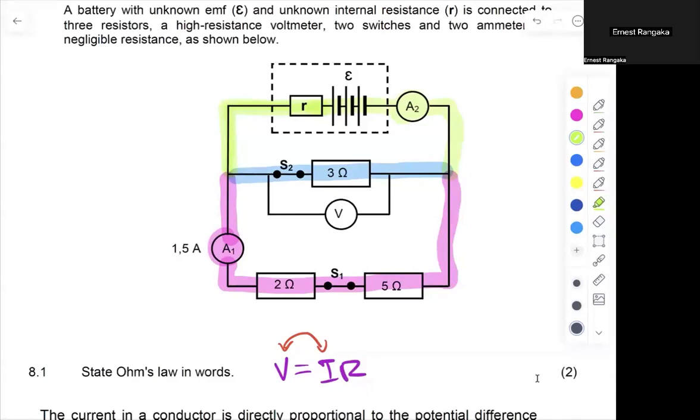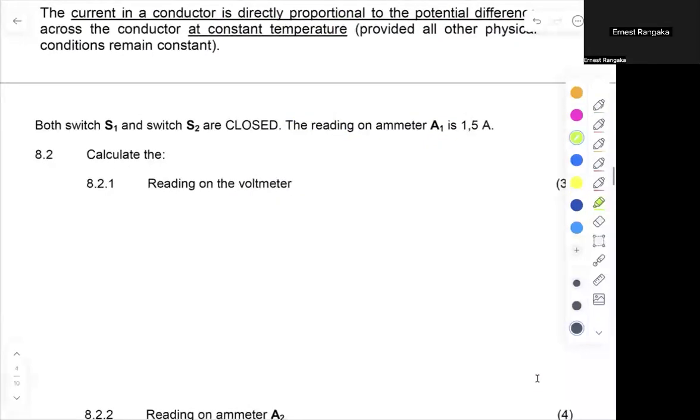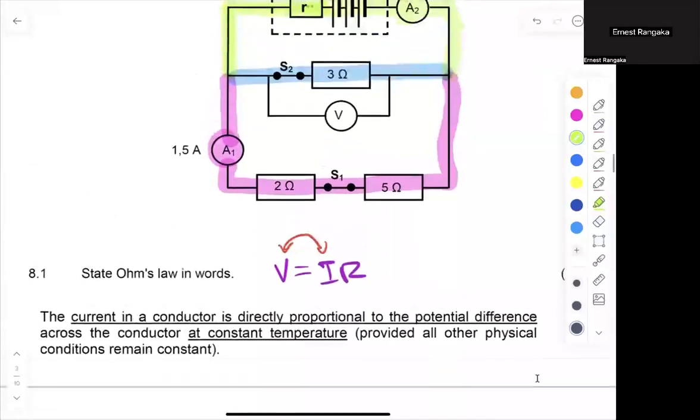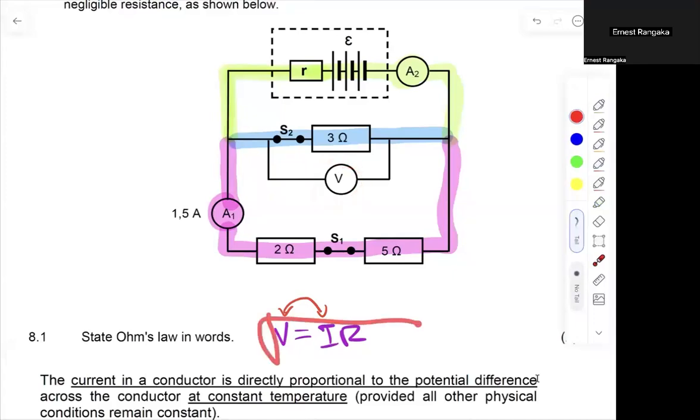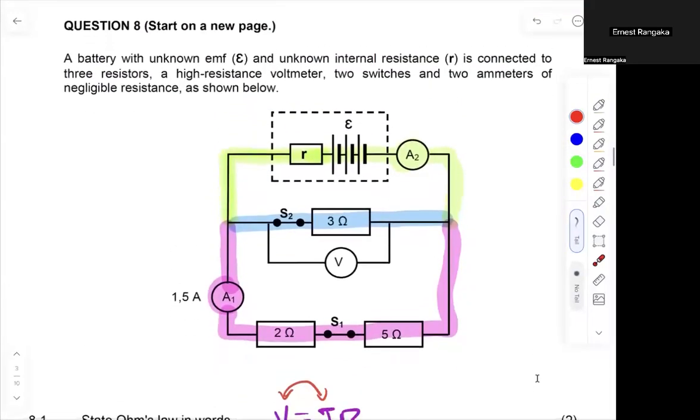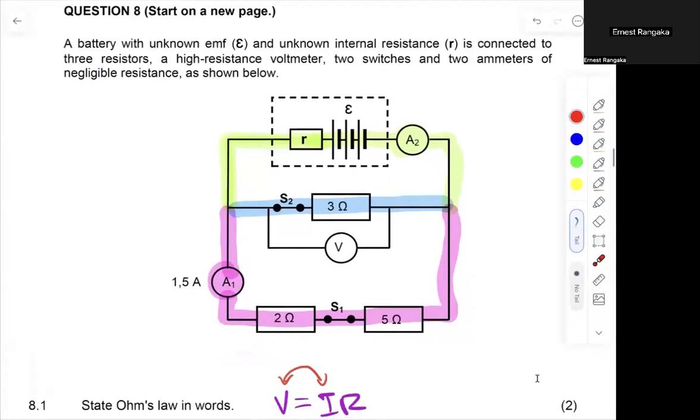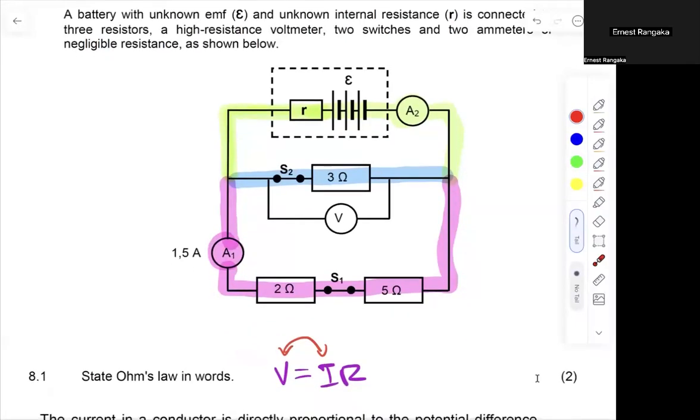Okay, now let's quickly go back to this question. It says, give the reading on the voltmeter. Now the voltmeter is sitting there over the 3 ohm resistor. So again, with the voltmeter, I'm dealing with Ohm's law, V is equal to IR. I've got the resistance, but I don't know what that blue current is. So I don't have enough information to be able to deal with this. And then we've got a question there that says, does it have internal resistance? The question did say yes, it's got unknown internal resistance R.